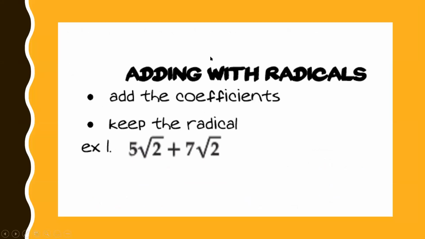Okay, so we're going to start with adding. Very, very simple. We add the coefficient, we keep the radical. So these match. We're going to keep the square root of 2, and then 5 and 7 are going to add up to 12 on the square root of 2. And that's going to be our answer. Simple as that. Super simple, super easy.